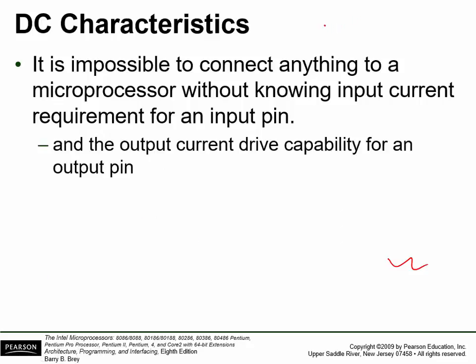Let me just kind of point out that every time you have a wire going from point A to point B, and this could be a wire, it could be a trace on a printed circuit board, most likely it's a trace, you've got capacitance between that and ground and other wires.